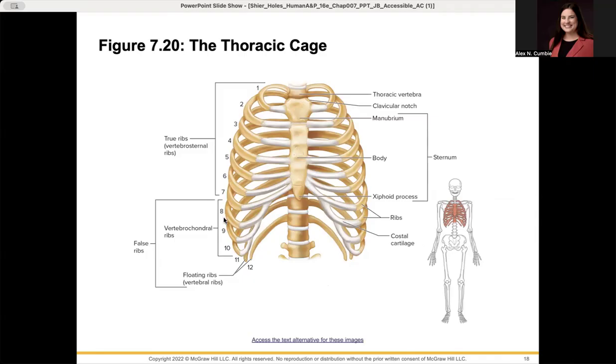And then your other ribs, 8 through 12, these are considered false ribs. They just don't directly connect to the sternum. And these last 2 have no cartilage connection whatsoever. They are still considered false ribs, but because they have no cartilage whatsoever, we also call them floating ribs because they are floating in your rib cage area.